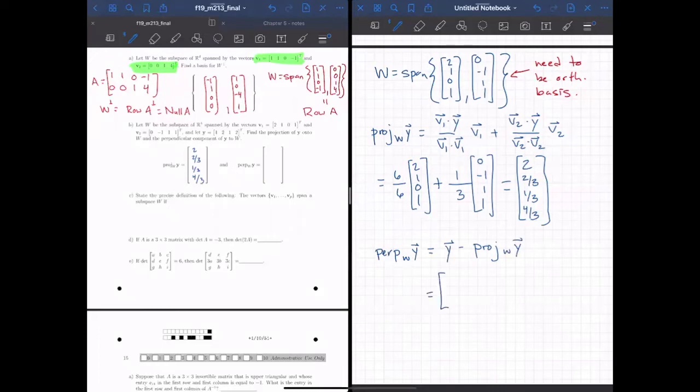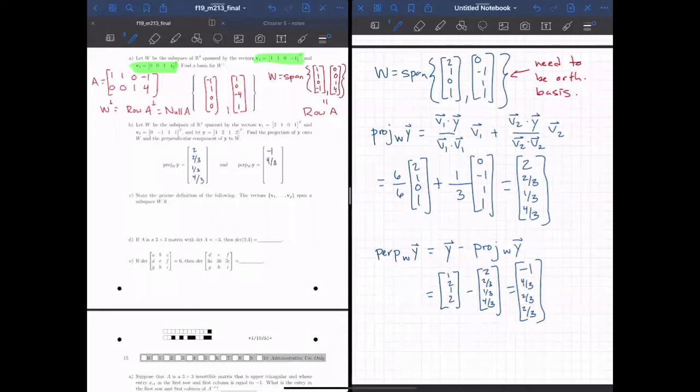So y was 1, 2, 1, 2, minus the projection piece, 2, 2/3, 1/3, and 4/3. So negative 1, 6/3 minus 2/3 is 4/3, 3/3 minus 1/3 is 2/3, and 6/3 minus 4/3 is 2/3. If I've made a mistake with the algebra, let me know.